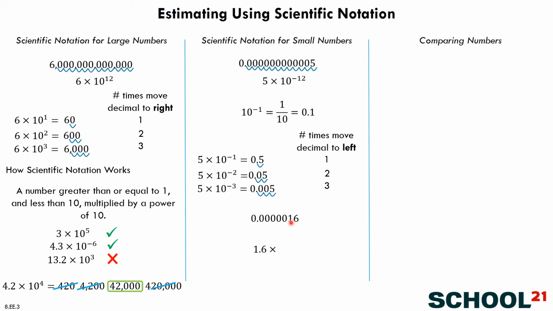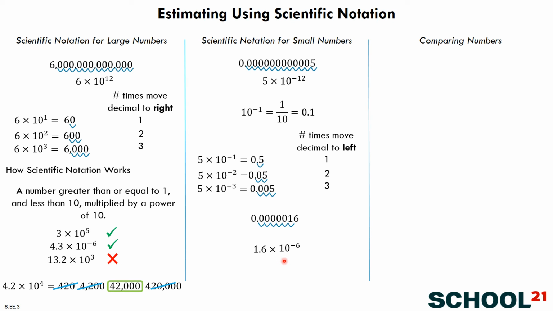We have to count how many times that decimal place is going to move to the left from 1.6 to get to this position here. And if we count those decimal places, I think it's 1, 2, 3, 4, 5, 6. So what would we write down here? 1.6 times 10 to the negative 6.